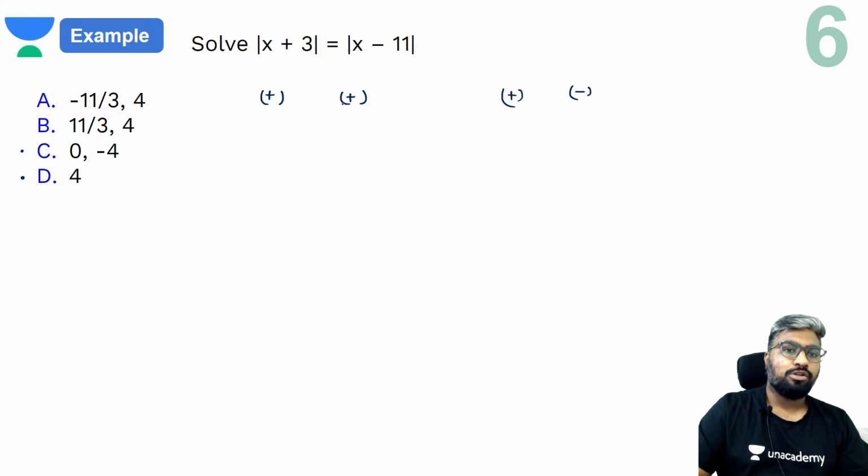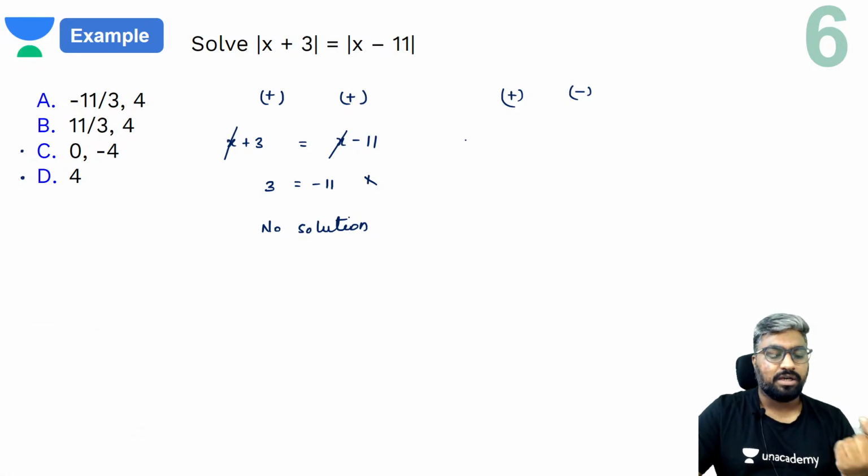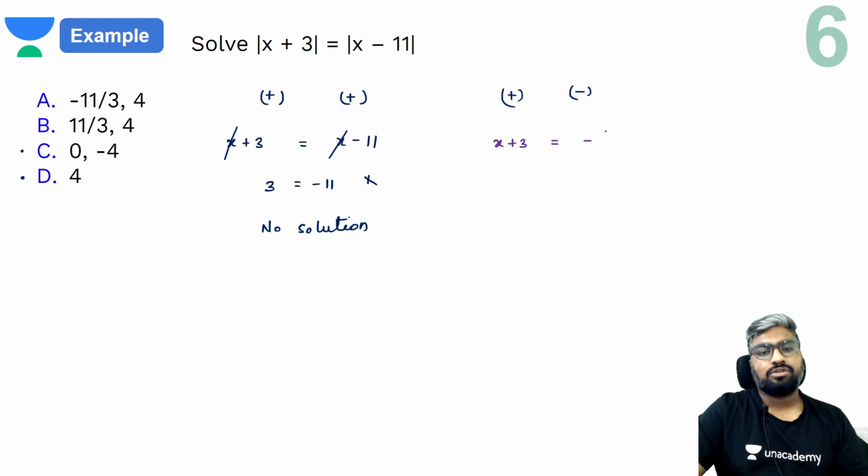Yes, if both are positive, that means x + 3 is equal to x - 11. What happened? x and x cancel. 3 is equal to -11 does not exist. That means in the positive case there is no solution. So what will be the only possible outcome? Positive negative. One term positive, the other negative. So x + 3 is equal to -x - 11.